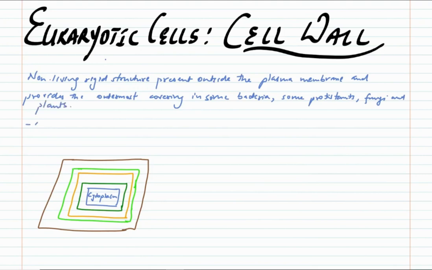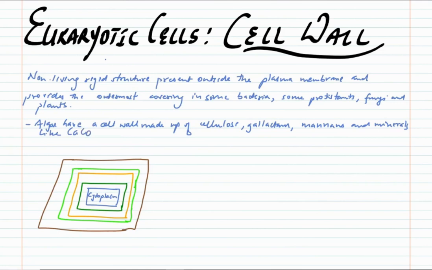Algae have a cell wall made up of galactans, cellulose, mannans, and minerals, like calcium carbonate.